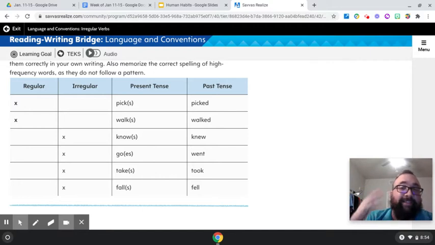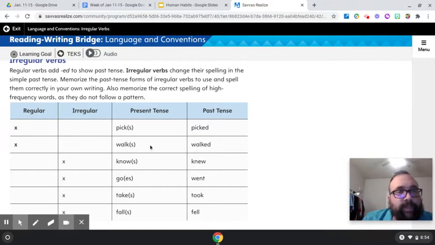Here is a list of a few regular and then irregular verbs. It looks like there are four irregular verbs and two regular. Let's look at the regular first. Our present tense is picks. The boy picks up the pen. Or you can say, I picked up a pen. Past tense, already did it. But when we say picks, it means right now. Picked was two minutes ago.